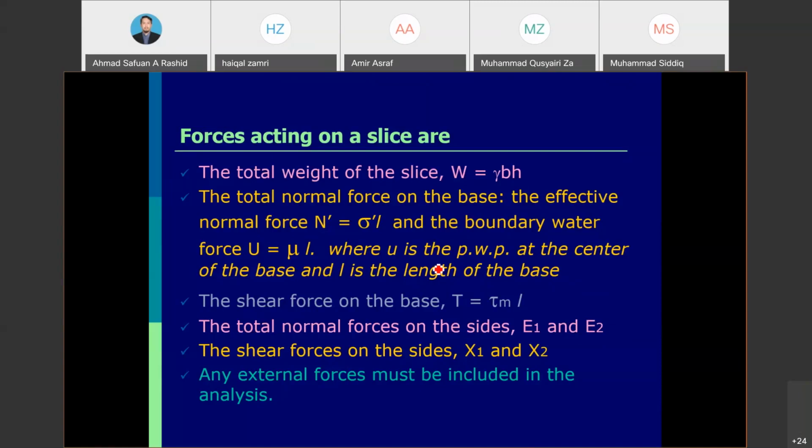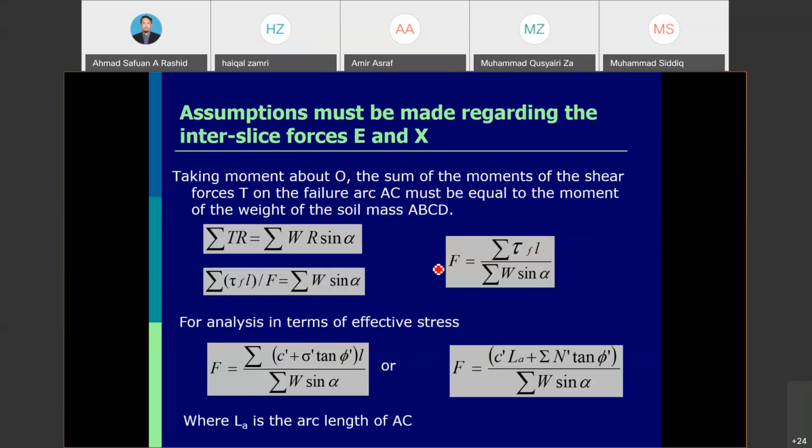Any external force must be included in the analysis. For example, if there is a road on the top of the slope, or on the slope, we need to include it in the analysis. This is how they derive the equation. Assumptions must be made regarding the interslice forces E and X. We will not discuss in detail how they derive the equation.